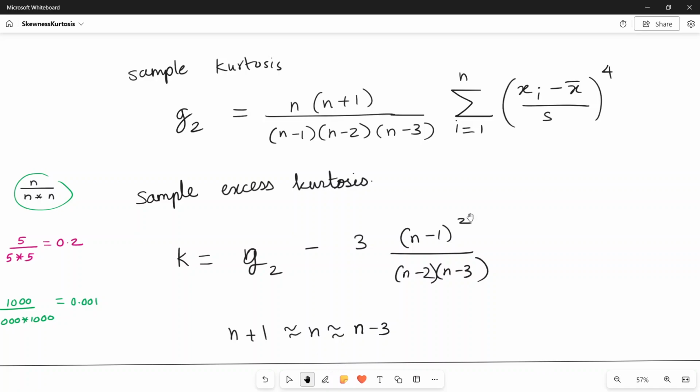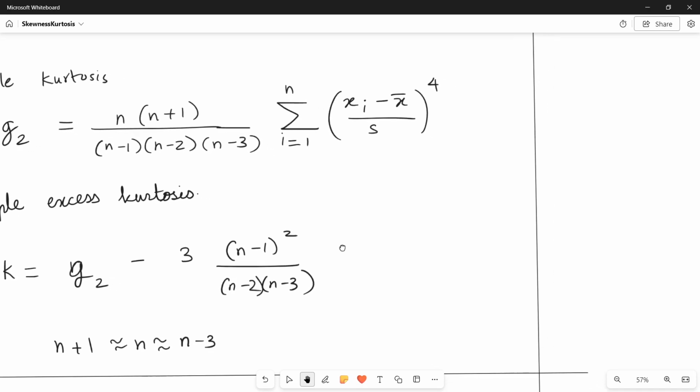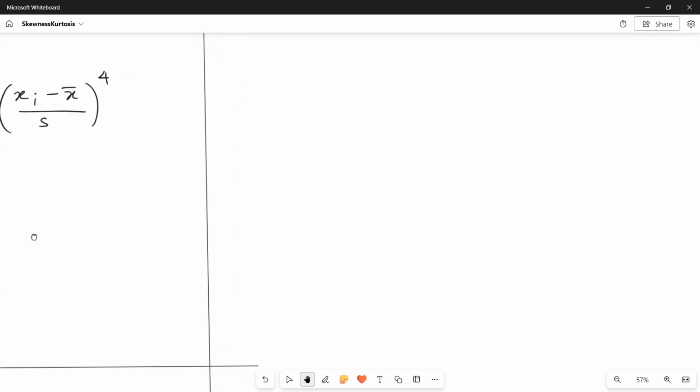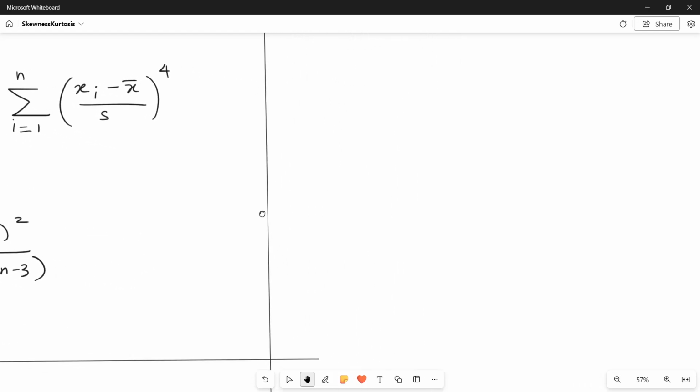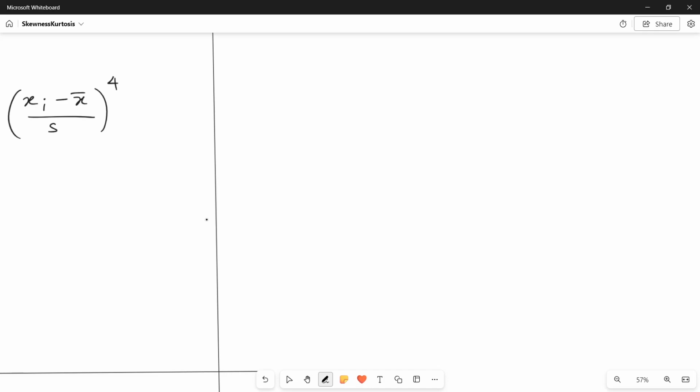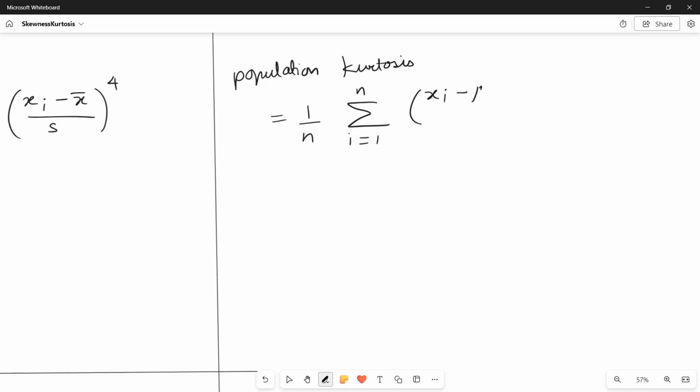So in that case, how will all these formulae get simplified or change in case of population? For population, we'll simply have n into n upon n into n into n, that is 1 upon n over here, and this will be n square upon n into n. So these will cancel each other out. This will be 1. So in case of population, your population kurtosis will be equal to 1 upon n summation i goes from 1 to n, where n is the size of the population this time, xi minus, instead of x bar, you'll have mu because we're talking about the population, and instead of s, you'll have sigma, raised to the power 4.